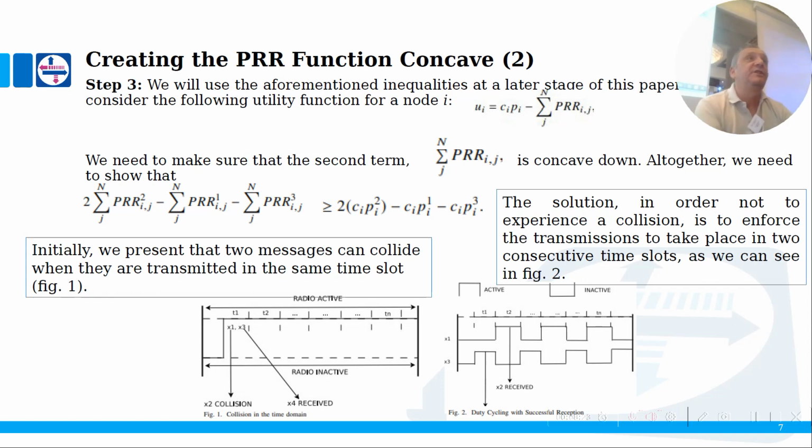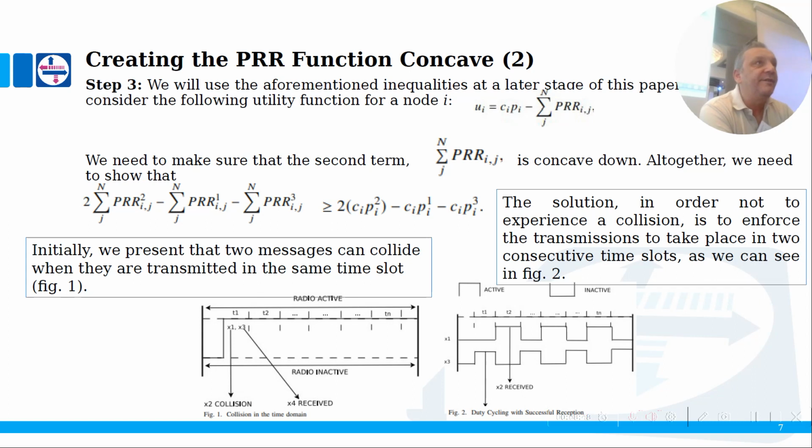So what we do is the following: how we implement it in the time domain. As you can see in the figures below, if a sender transmits at the same time slot with another sender, then we will have a message collision, and one of the messages will be dropped.